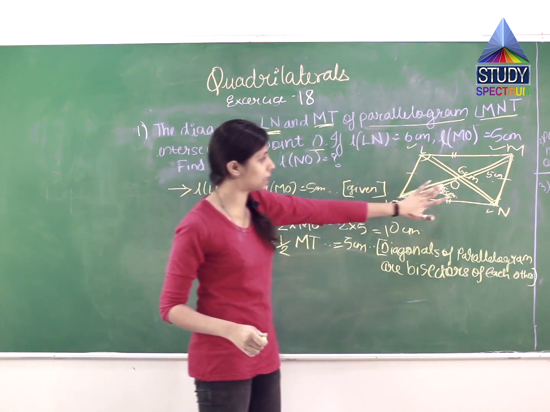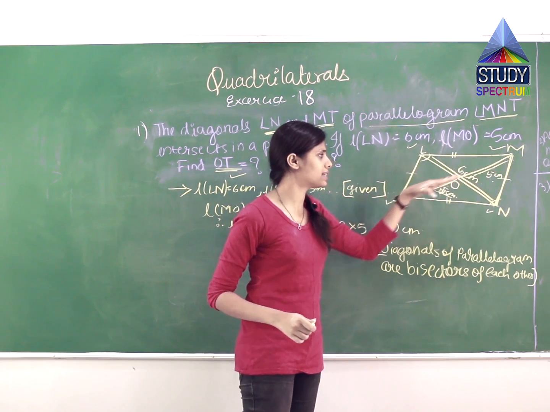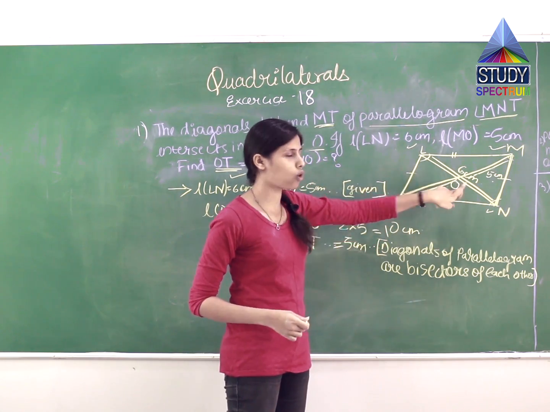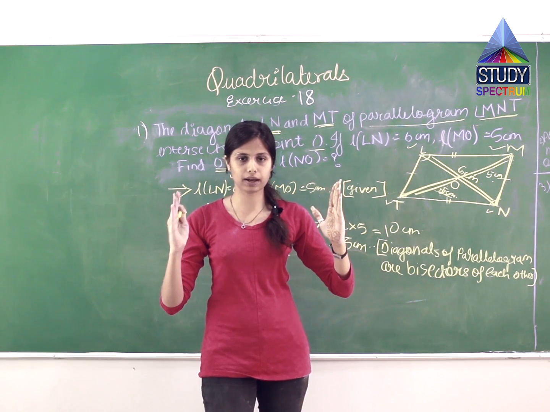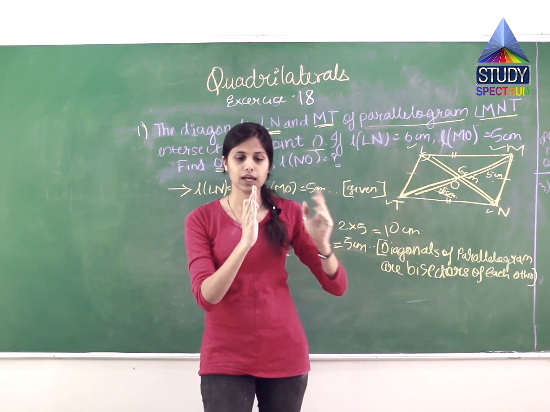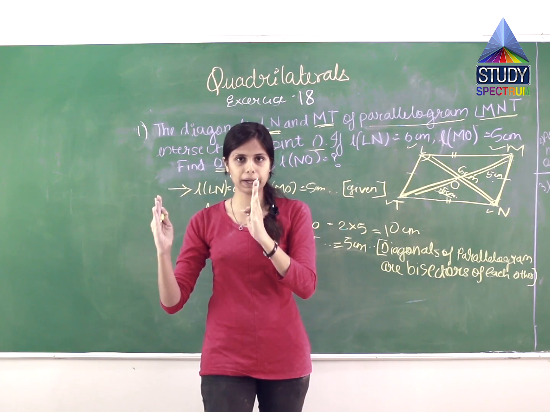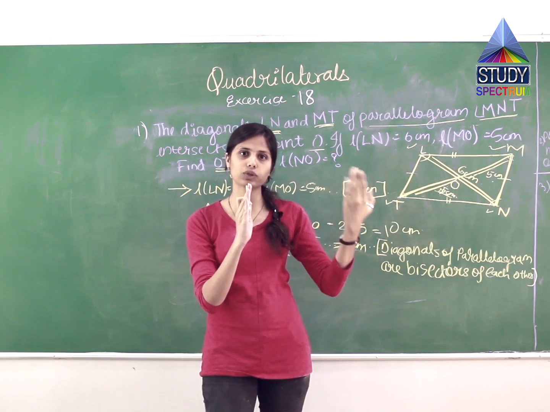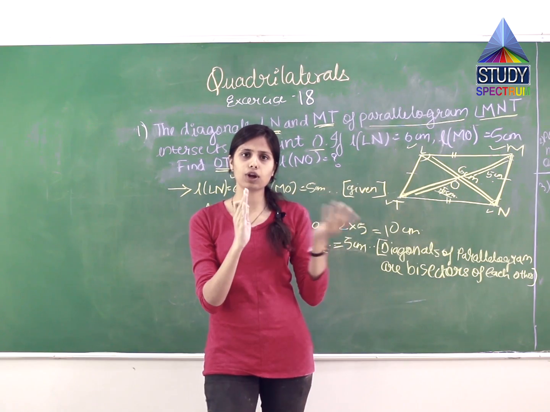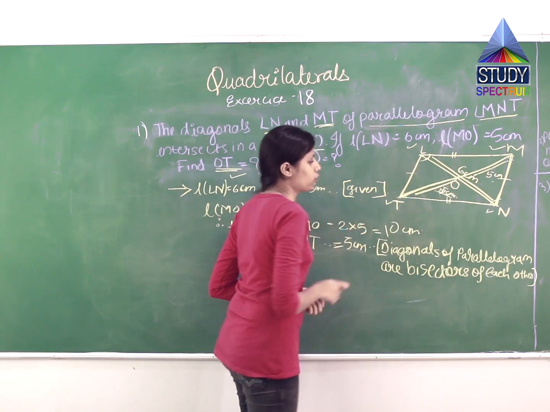As O is the midpoint of M and T, that's why if this is 5 centimeter, this has to be 5 centimeter. Because O is in the middle. If you say this is 10 centimeter and you say this is the midpoint. So if this is the midpoint and you say the distance between the first point and the midpoint is 5 centimeter, ultimately the distance from the midpoint to the last point will also be 5 centimeter. So that is only I have explained you over here.